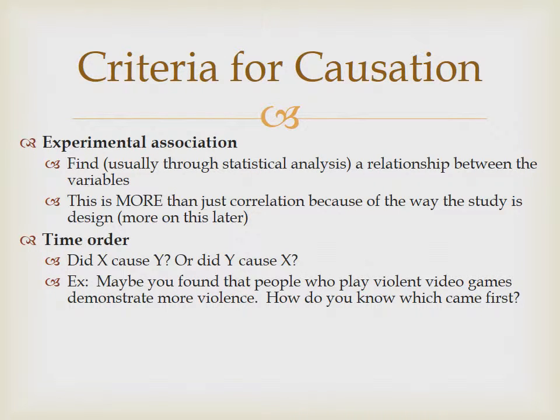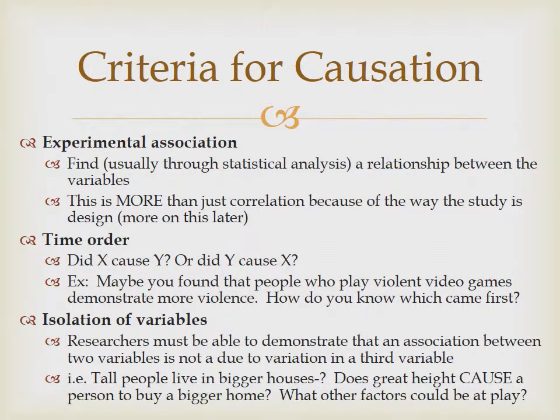Another thing that's important for establishing causation is time order. You need to be able to say which variable came first. Did X cause Y or did Y cause X? For example, maybe you found that people who play violent video games demonstrate more violence, but how do you know which came first? Is it possible that people play video games and that causes them to be more violent? Or is it possible that people who are already predisposed to violence choose to play more violent video games? We need time order there.